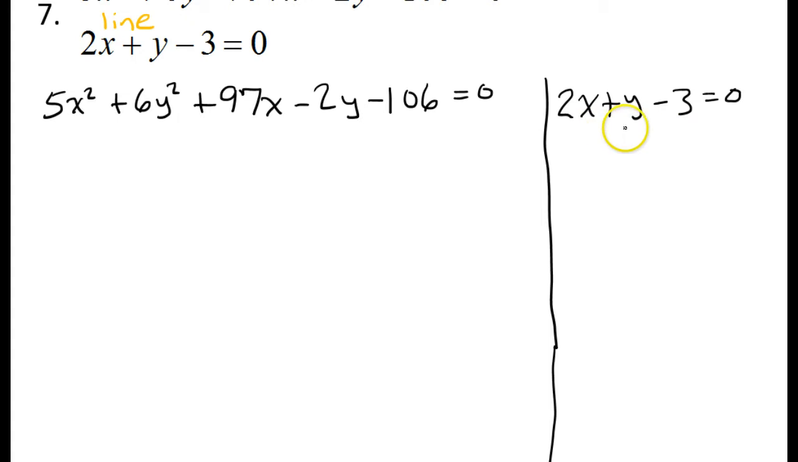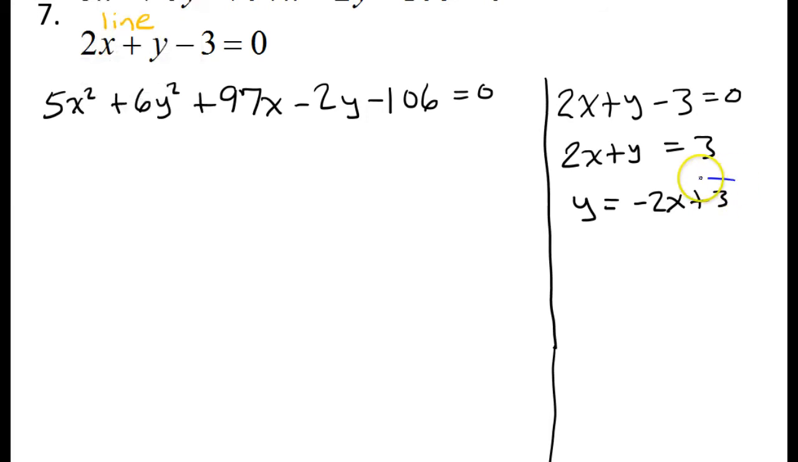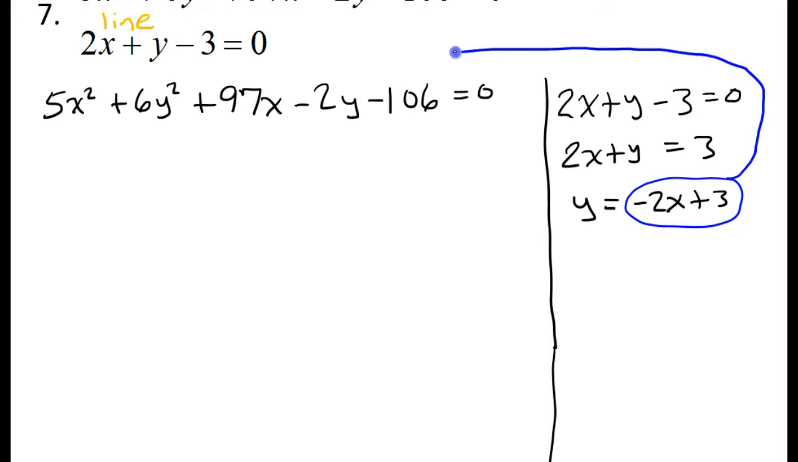So the first thing I want to do is get y by itself. So adding 3 to both sides, I would have 2x plus y is equal to 3. Subtracting 2x from both sides, I would have y equals negative 2x plus 3. So now y is by itself. So what I can do is take this expression and substitute it for y in the other equation. Now it's going to go in more than one place. I'm going to put it here, but I'm also going to put it here. All right, everywhere I see a y.